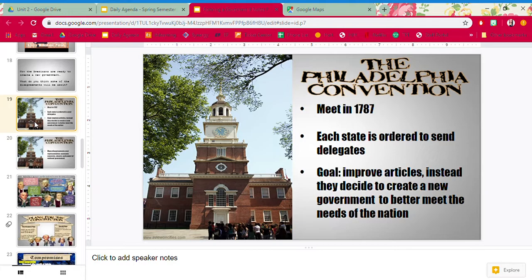Okay, so in February 1787, the Confederation Congress, right, Articles of Confederation, invites each state to send delegates to a convention in Philadelphia. And their goal is to improve the Articles of Confederation, right, just to fix them, maybe use some whiteouts. But what do they end up doing? They actually create a whole new government, to better meet the needs of our nation. And this is where they met, here in Philadelphia. That's why there's this picture back here.